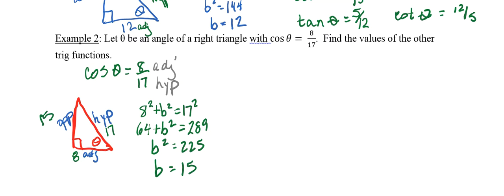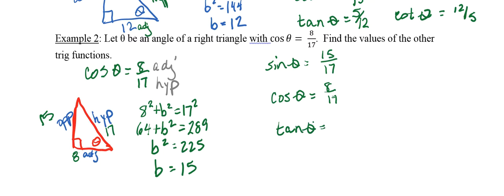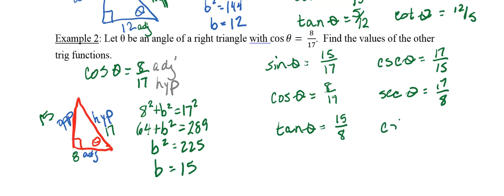From that, I can now find the other 5 trig functions. Sine is opposite over hypotenuse, so that is going to be 15 over 17. I already know cosine, but I'm going to go ahead and write it down. It'll help me when I go to do the other 3. Tangent is opposite over adjacent, so that's 15 over 8. Now to do the other 3, I just have to flip. Cosecant is 17 over 15, secant 17 over 8, cotangent 8 over 15.